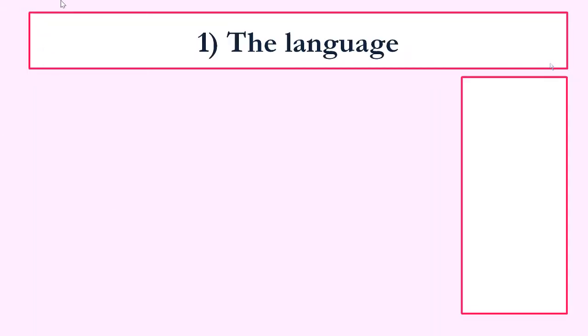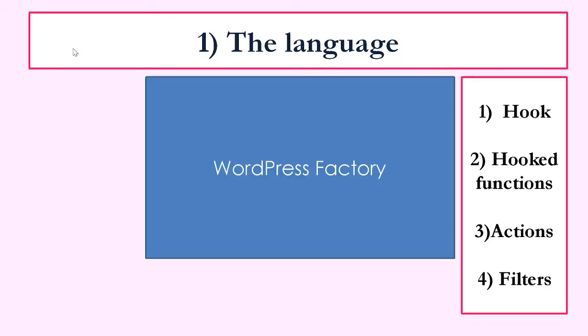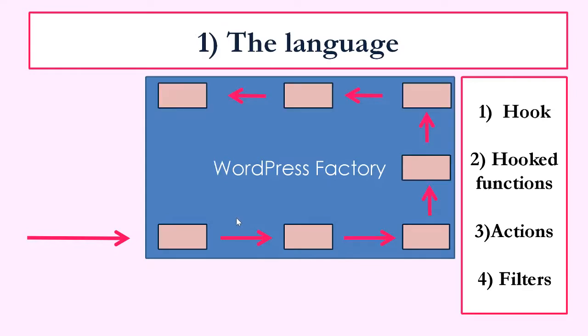Okay, so the first step that we're going to look at is the language and more importantly the overview of how WordPress makes the website. The kind of language that we're going to be focusing on is hooked functions, actions, and filters. Now, here we've got an analogy, and we need to treat WordPress like a factory. What we do not do in WordPress is have just one file that creates the whole website. What happens is when the process starts, it goes through a series of steps. And then once it completes all these steps, the website is completed and it's published.